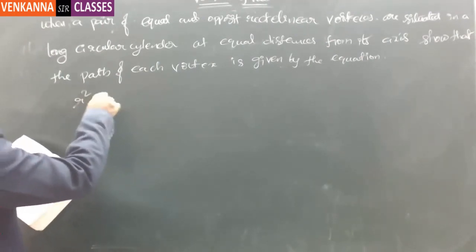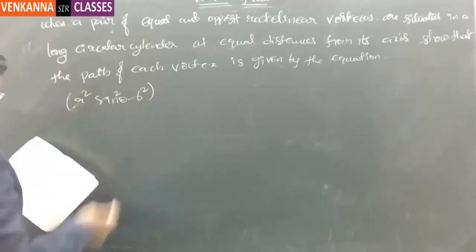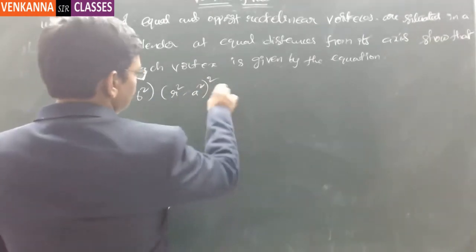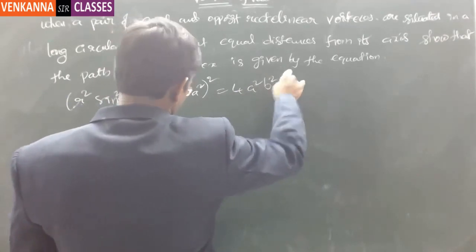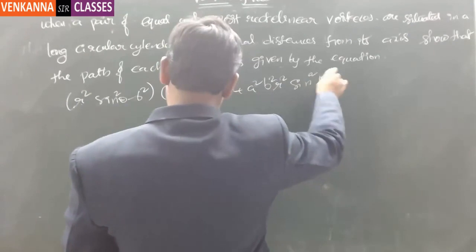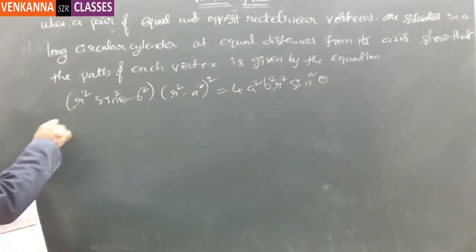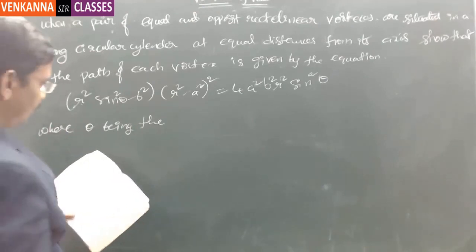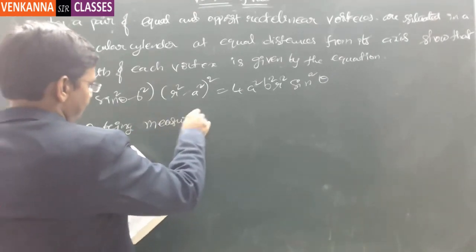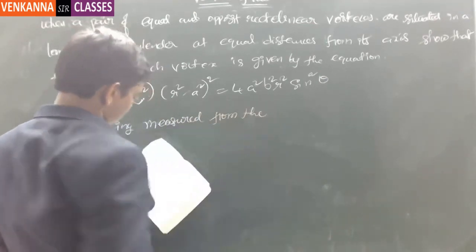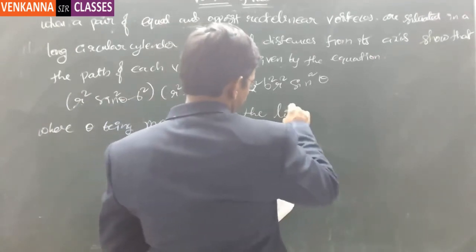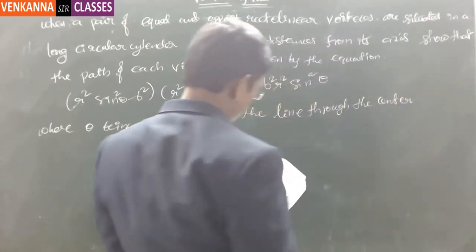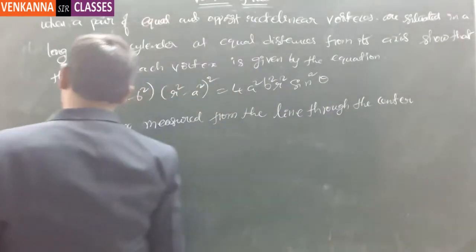r square sin square theta minus b square into r square minus a square, whole square, is equal to 4a square b square r square sin square theta, where theta is measured from the line through the center perpendicular to the join of the vortices.